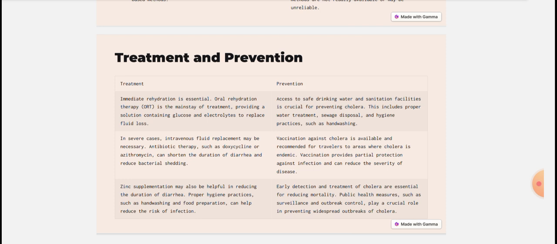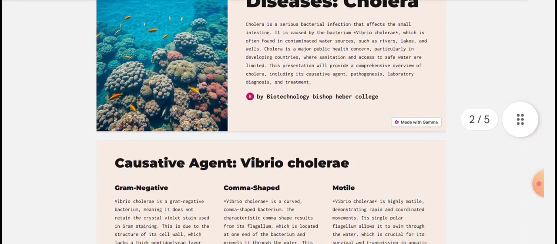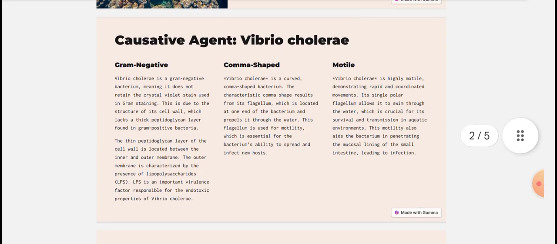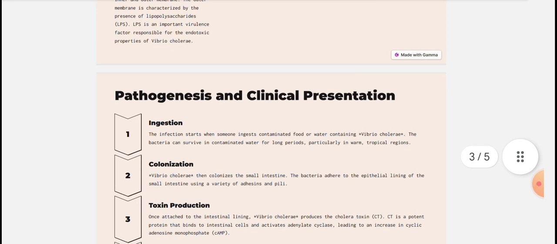Hope you will understand what is cholera, the structural features of the pathogen, and the pathogenesis of cholera disease, and how it can be prevented and treated.